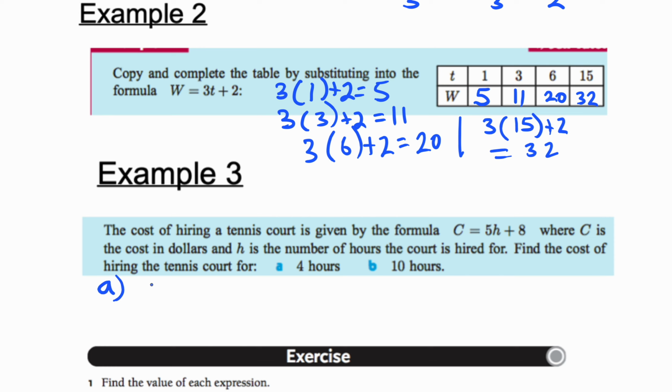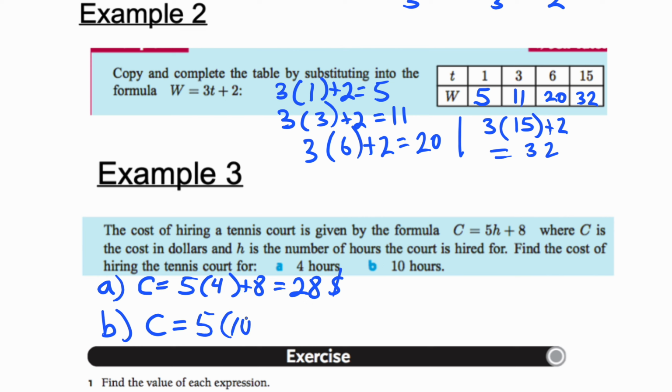So if it's 4 hours, then we just substitute in 4 into the equation. All right, we get 28. That's dollars, so you can stick a dollar sign, usually in front though. And the cost for 10 hours is simply 5 times 10 plus 8, which is $58.